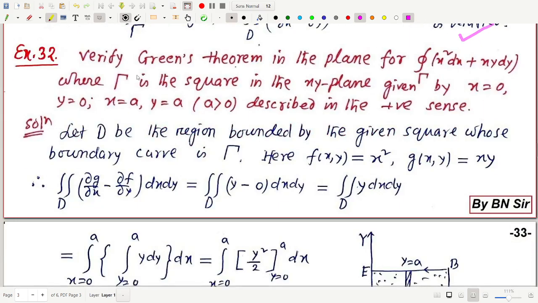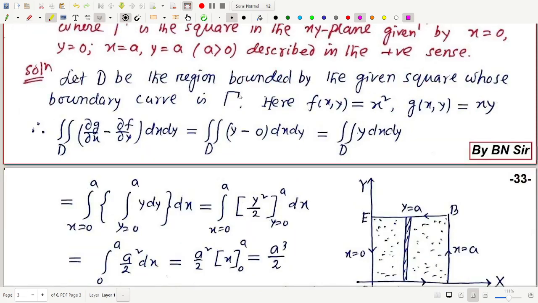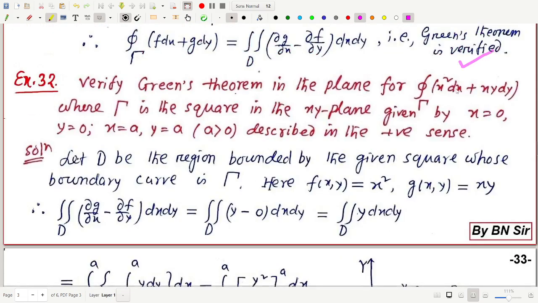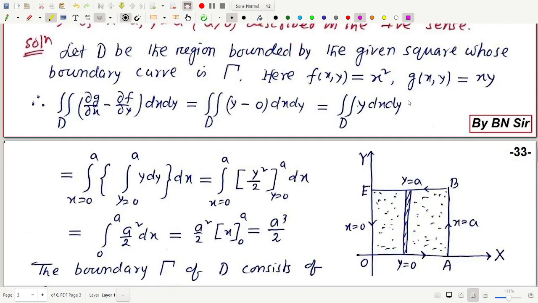Example number 32, similar question. Verify Green's theorem in the plane for this line integral over gamma of x square dx plus xy dy, where gamma is the square in the xy plane given by x equal to 0, y equal to 0, x equal to a, y equal to a, where a greater than 0, described in the positive sense, that is in an anti-clockwise sense. So here D is the region bounded by the given square whose boundary curve is gamma. Here f(x,y) is x square, see x square, f dx, and g(x,y) is xy, okay.